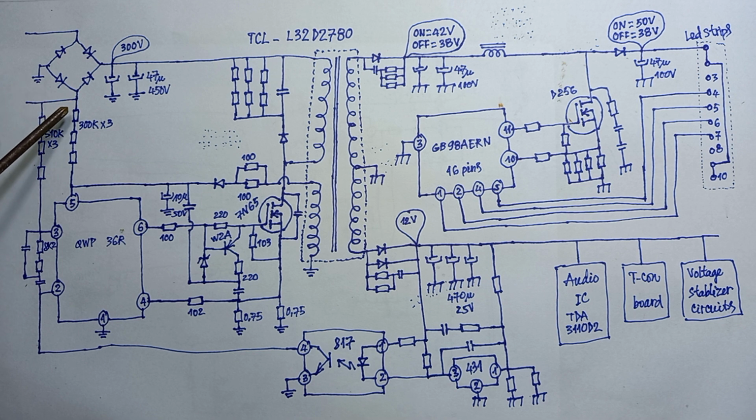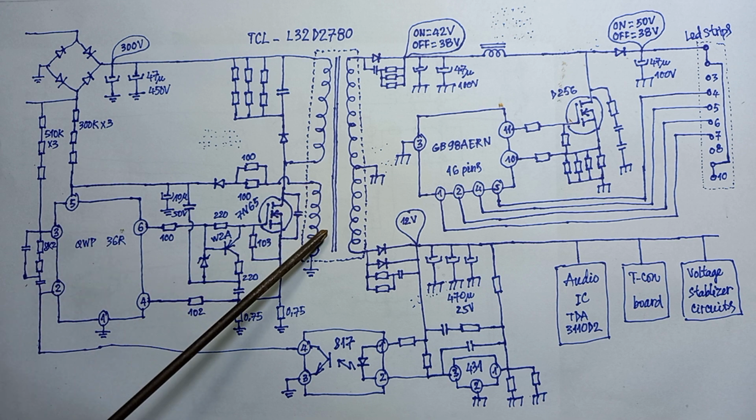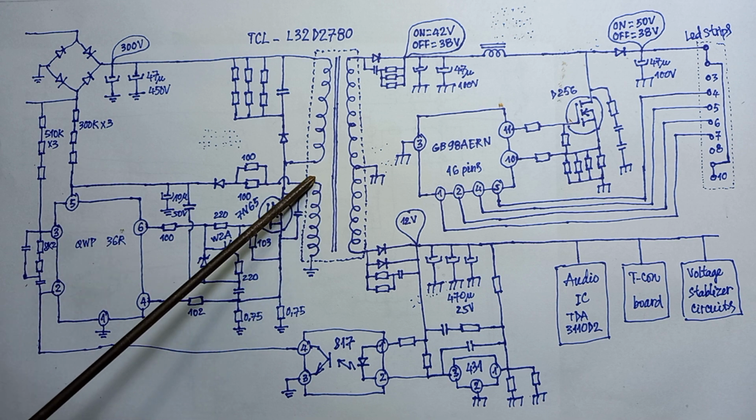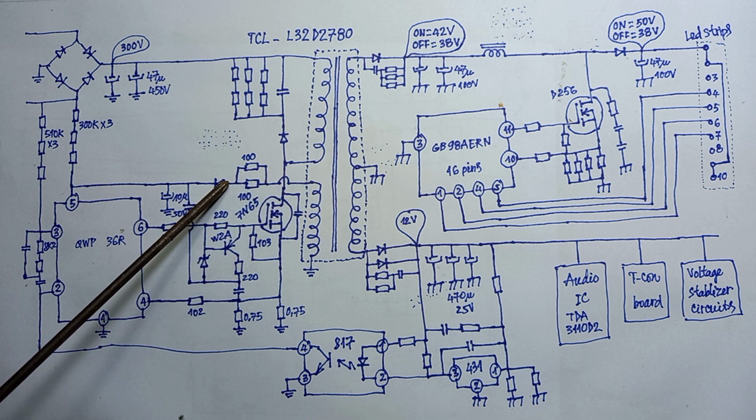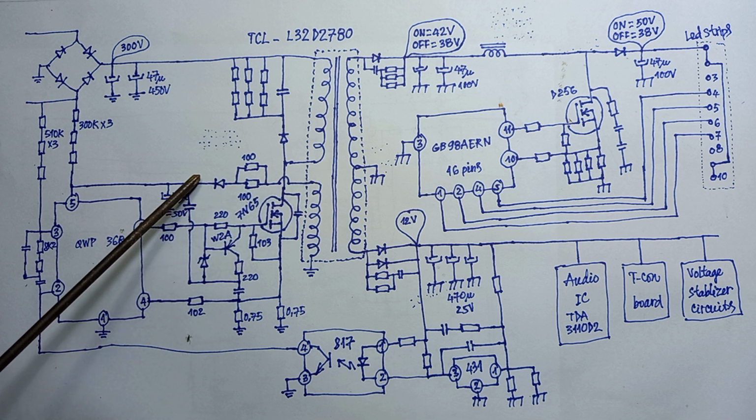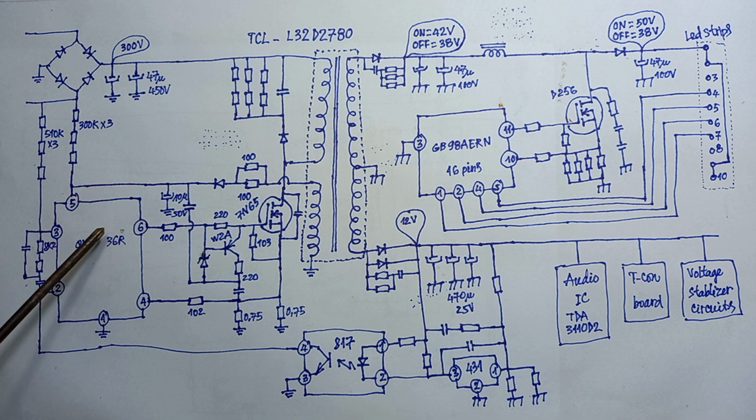Now let's see, the 3 resistors will supply the power for this IC at the beginning. And then this coil will induce electricity and rectified by 4 diodes to supply the power for this IC.